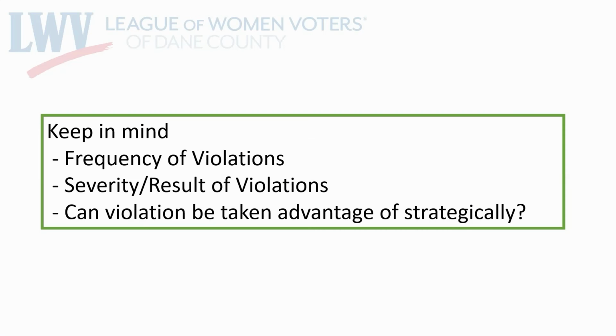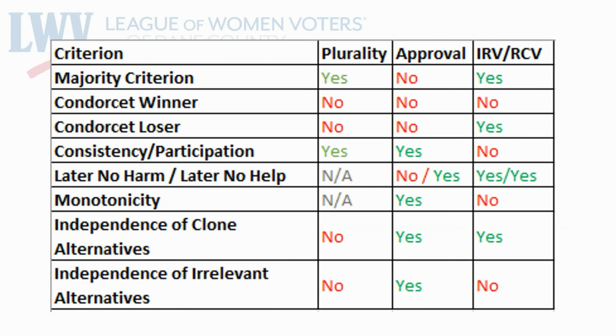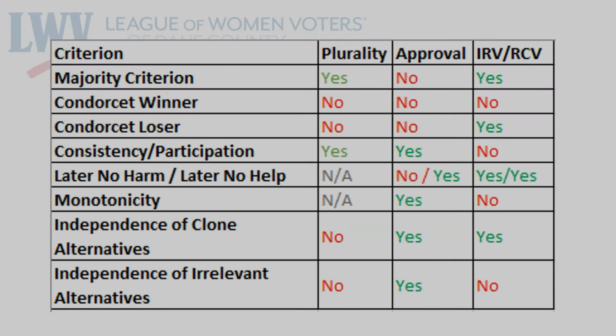Taking a look at one example for each electoral system, in order to show how one takes into consideration the frequency of violations, the severity of a violation, and whether or not it can be taken advantage of strategically. Versions of this chart will be included in our written study. At the end of each section that evaluates an electoral system, you'll see a copy of this chart focused on that specific electoral system, with notes for each potential violation that discusses the frequency, severity, and potential for strategic advantage. We hope you find this information helpful in your evaluations.